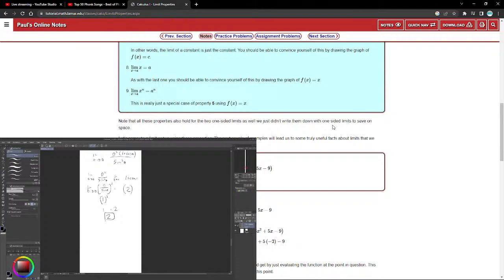Let's compute a limit or two using these properties. The next couple of examples will lead us to some truly useful facts about limits that we will use on a continual basis. Alright, example 1.